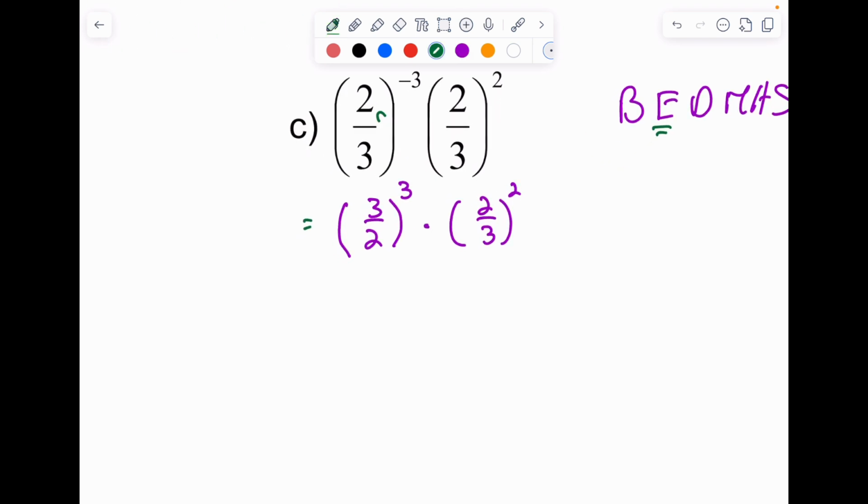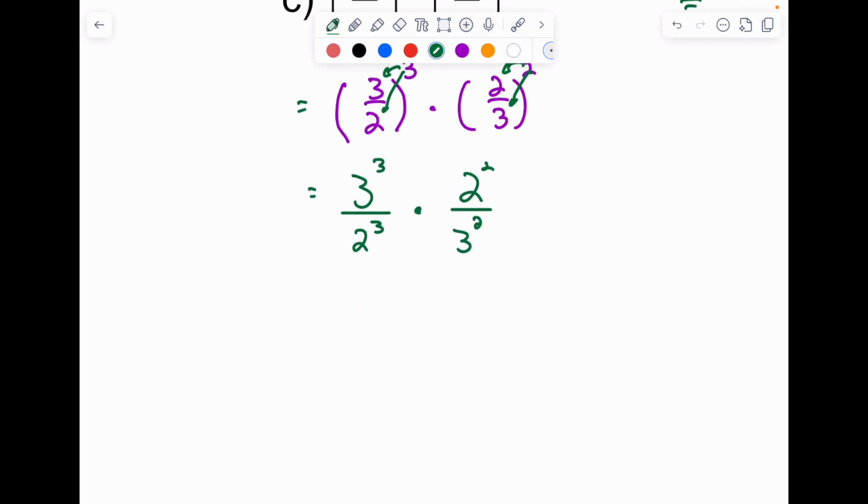We'll now distribute the 3 to both the 2 and the 3 on that bracket. So we get 3 to the 3 over 2 to the 3. Actually, we don't need a bracket anymore. Times, we'll do the same thing here, 2 here and 2 here. So that's 2 to the 2 over 3 to the 2. Okay, well, let's write that all in one line. Let's do this multiplication now. That's 3 cubed.